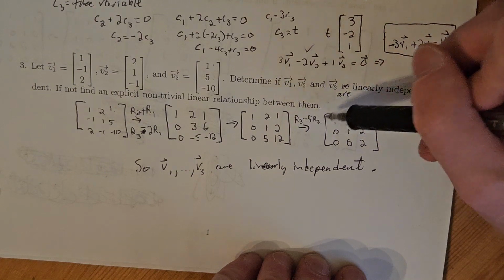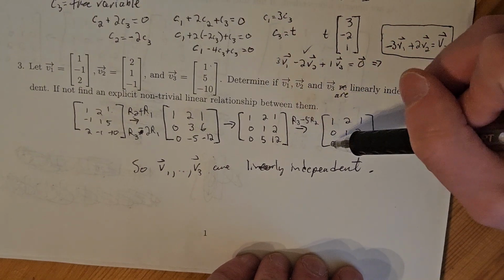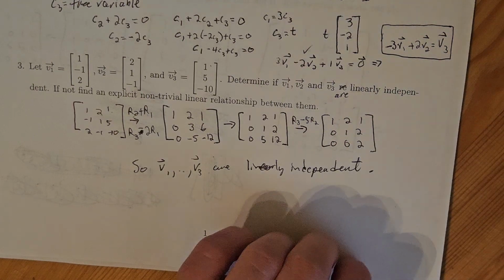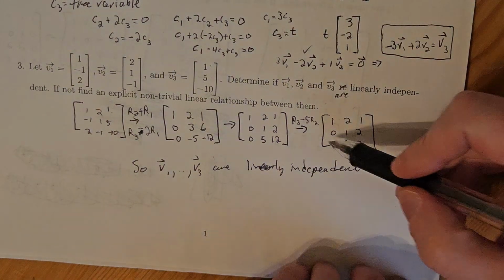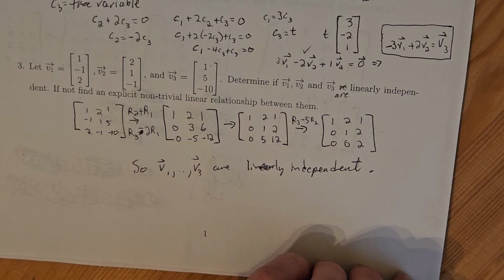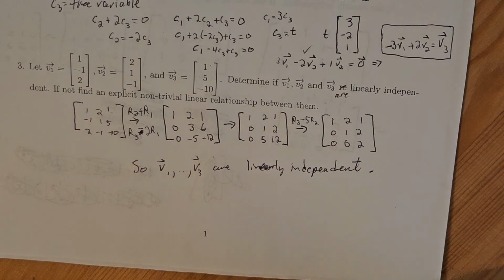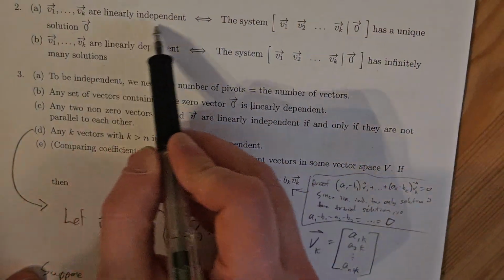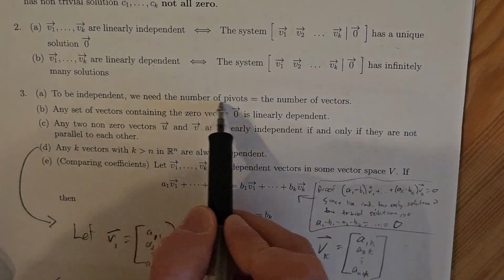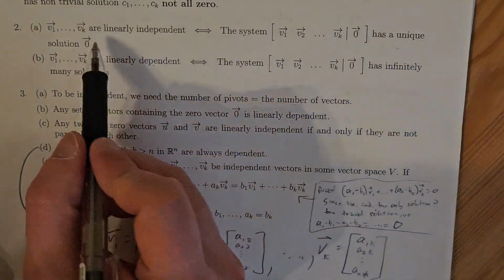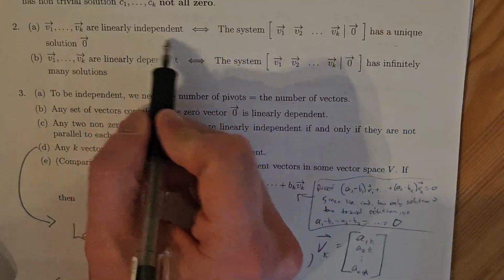And then if I take row 3 minus 5 row 2, we get 1, 2, 1, 0, 1, 2, 0, 0, 2. This immediately tells us we are now in row echelon form, that we have 3 pivots. There are 3 vectors or 3 columns here, and if we have the same number of pivots as columns, that means there's just a unique solution to that linear system. And I'll remind you what that linear system was, right? It was this linear system right here, and it only has the unique solution because the number of pivots is equal to the number of vectors, and of course that means v1 through vk are linearly independent.